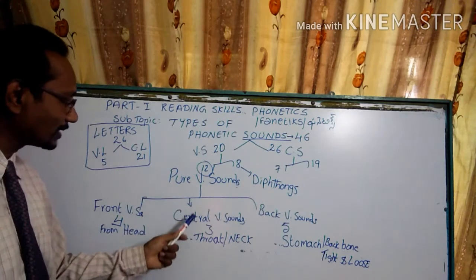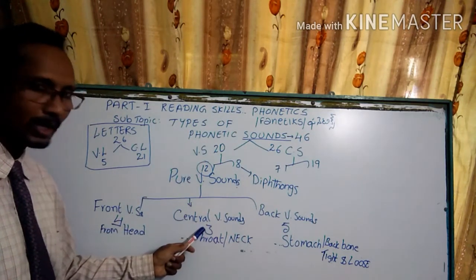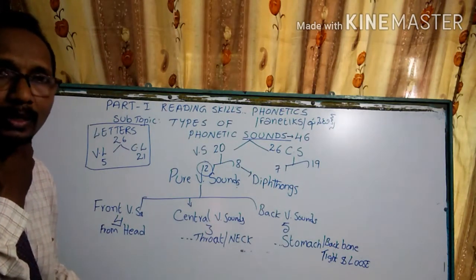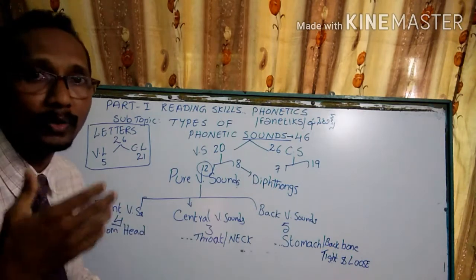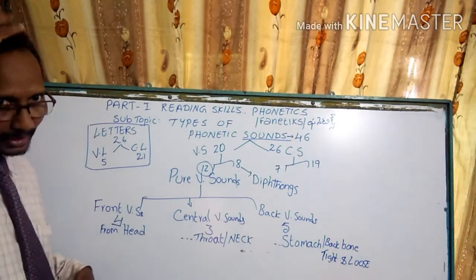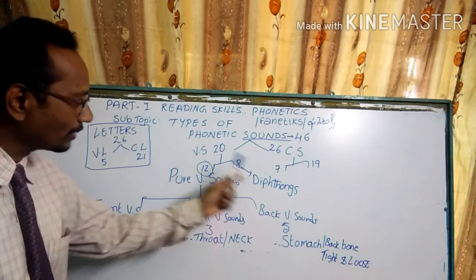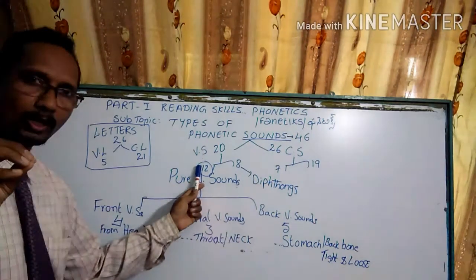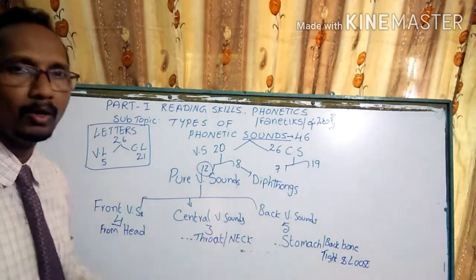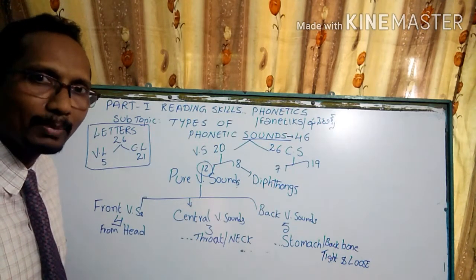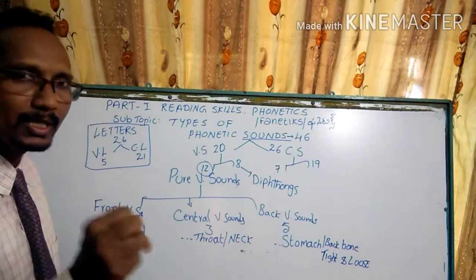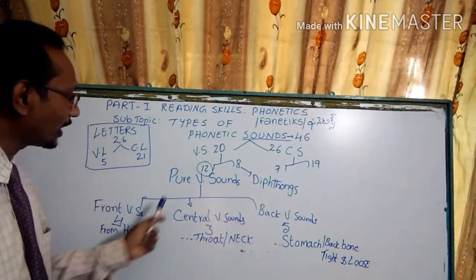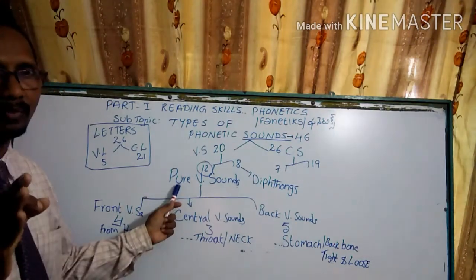Coming to the central vowel sounds, from the 12 we take 3. They come out from the neck part. By using the neck or throat, they are delivered out from our mouth. They don't use the head part or stomach part. And coming to the back vowel sounds, they are 5, also from the 12 pure vowel sounds. These 5 come by using the stomach part or backbone, loosening and tightening, and they come out from our mouth. So these are known as pure vowel sounds.